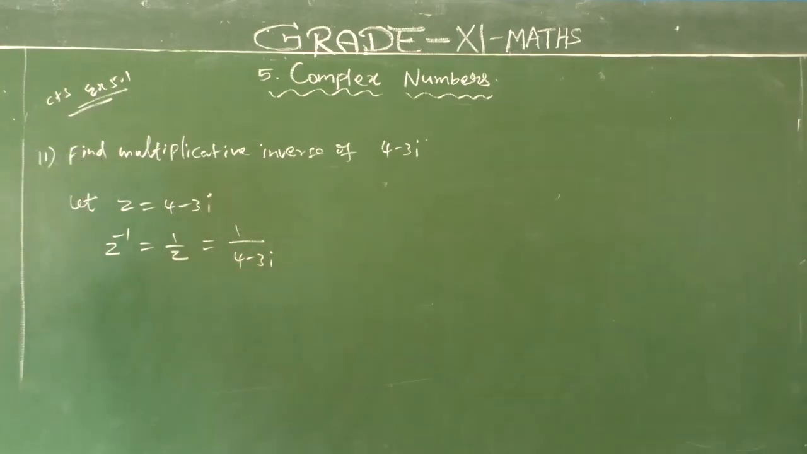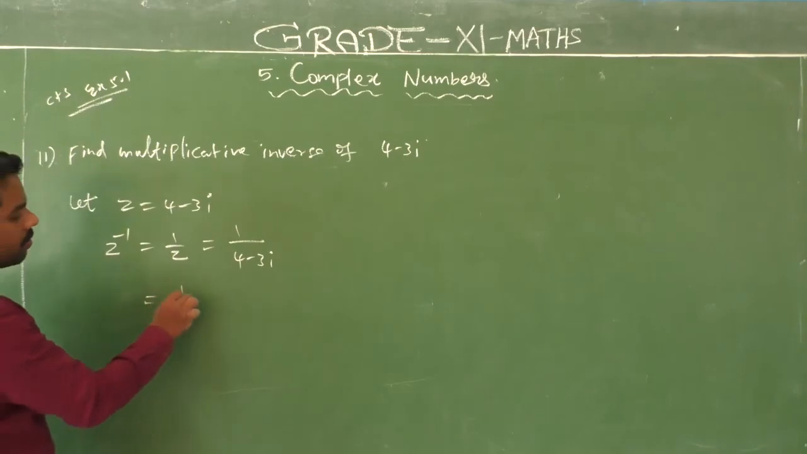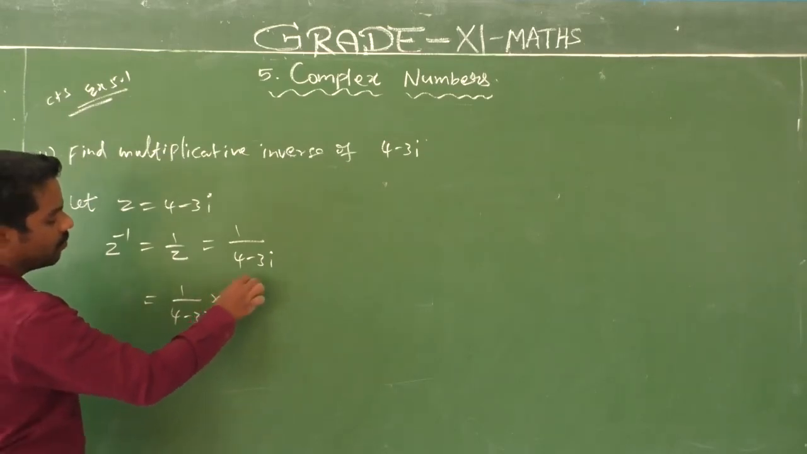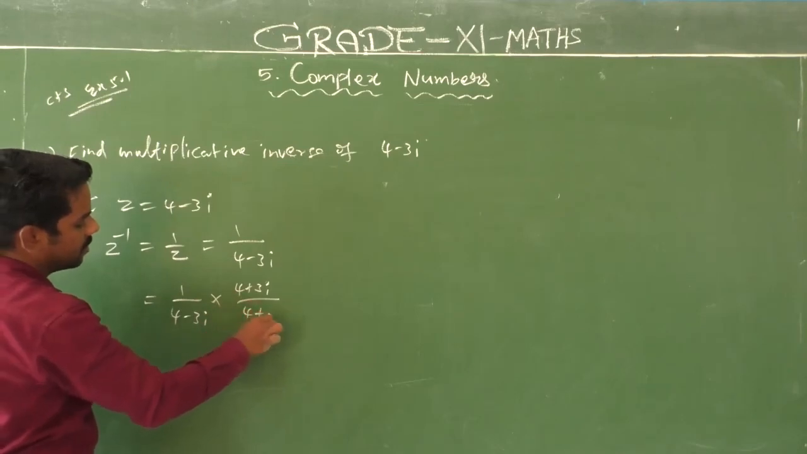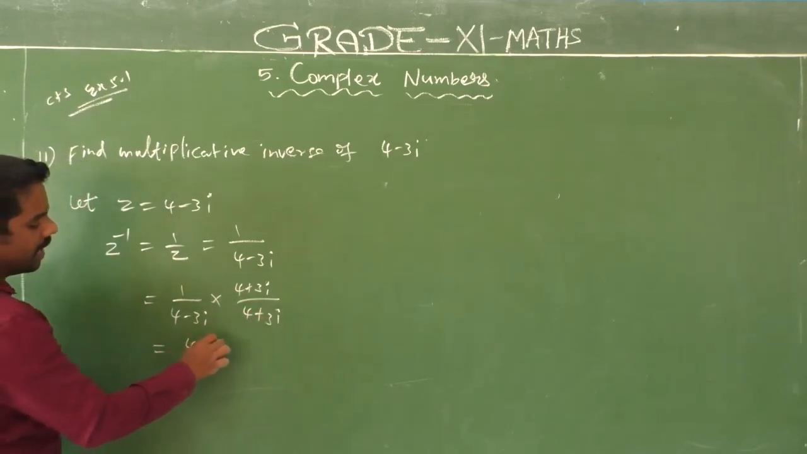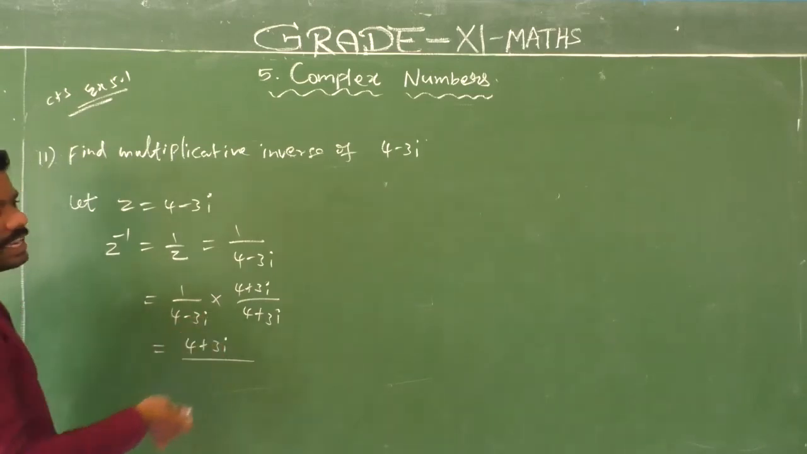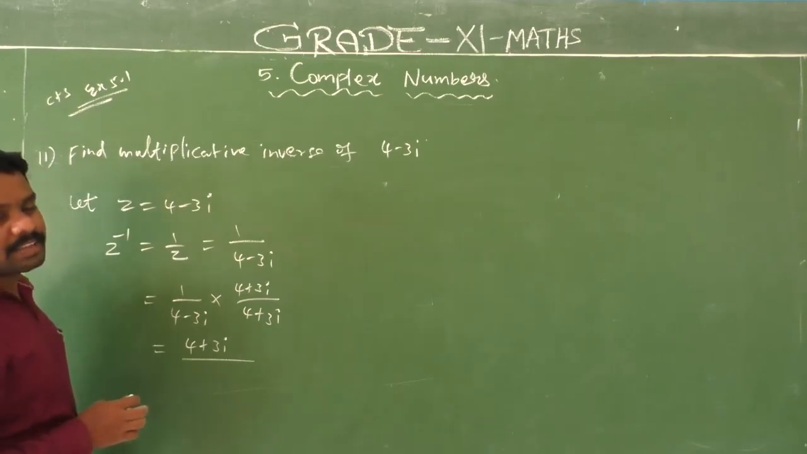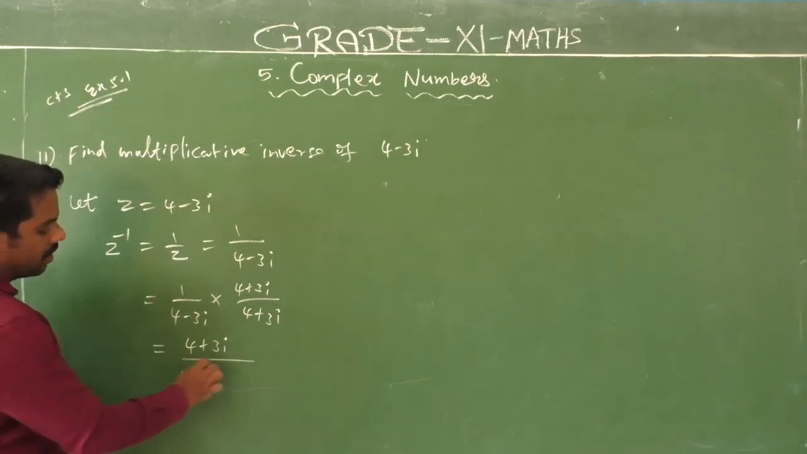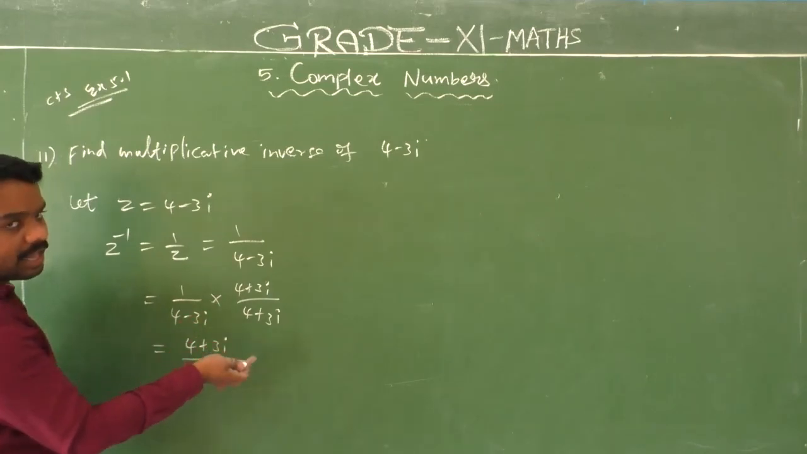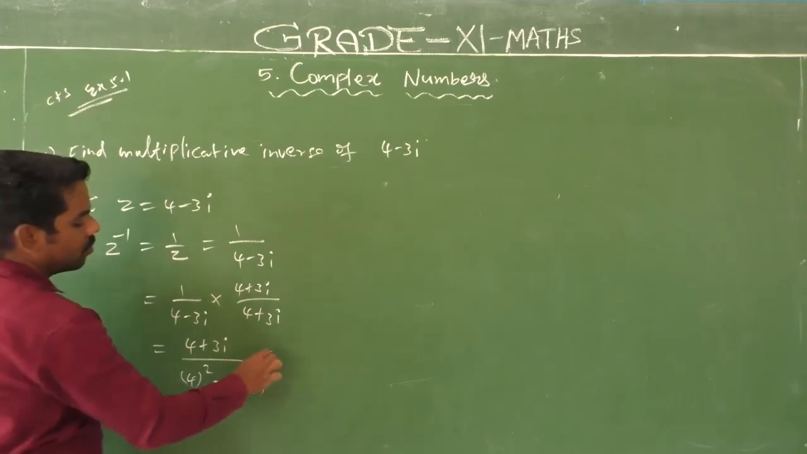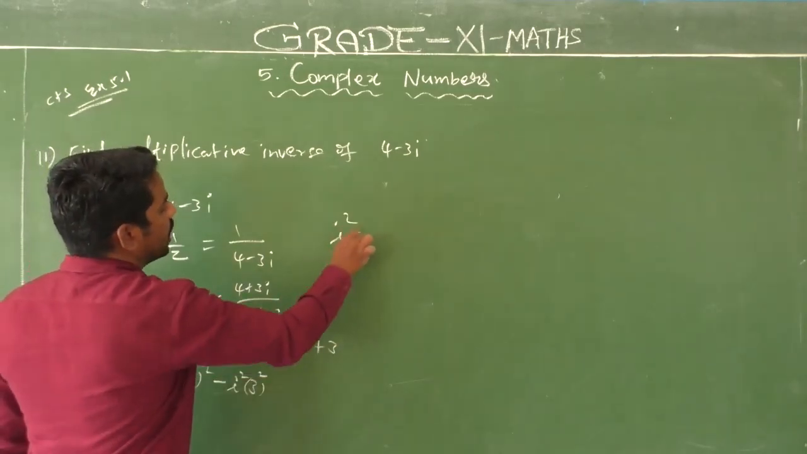1 divided by 4 minus 3i, multiplied by the conjugate of the denominator. The conjugate of 4 minus 3i is 4 plus 3i. So it is 4 plus 3i divided by (4 minus 3i) into (4 plus 3i). This is the (a minus b)(a plus b) formula, which is a square minus b square. So 4 square minus i square 3 square. You know i square is equal to minus 1.